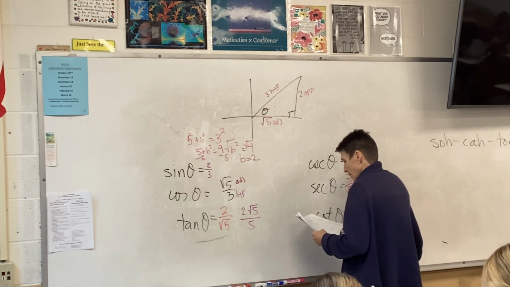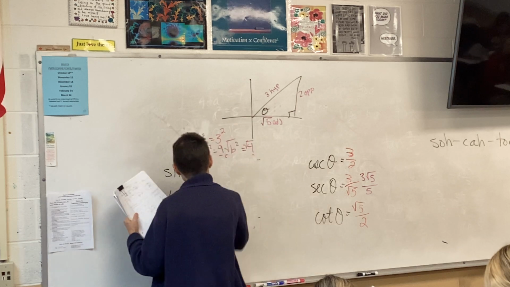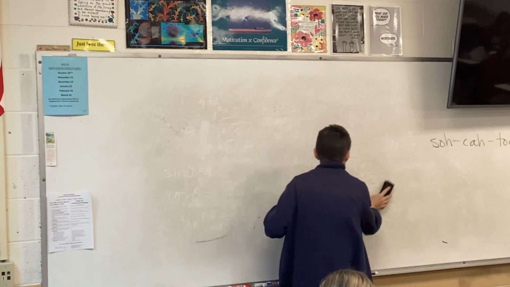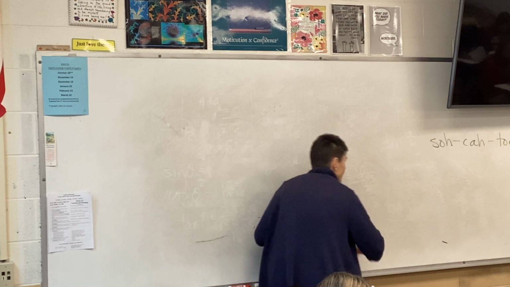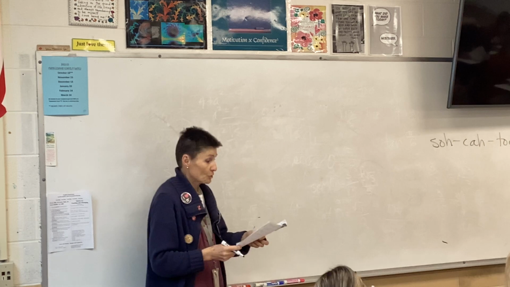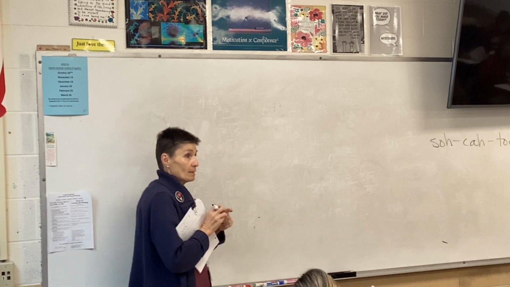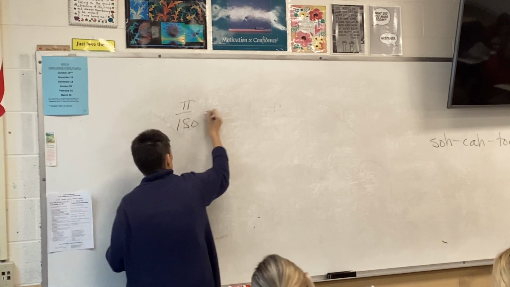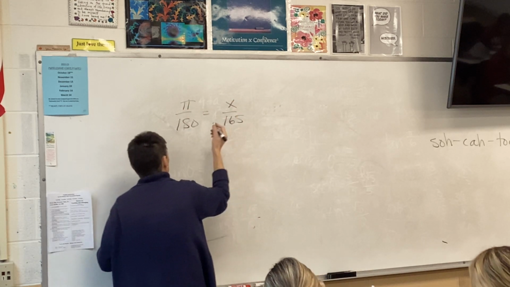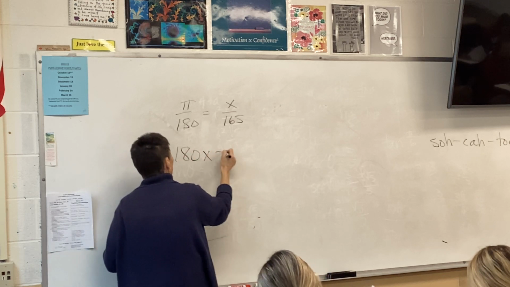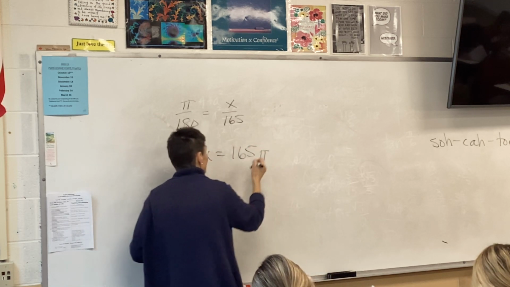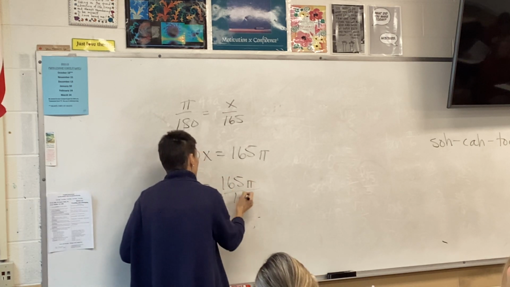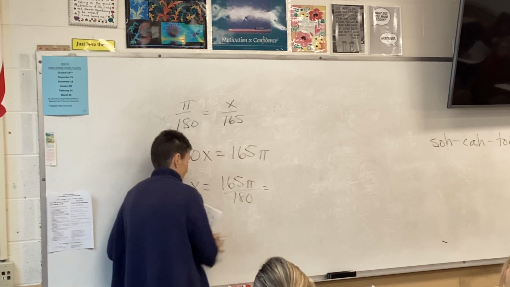All right, number one, change 165 degrees into radians. Look at your notes. Who remembers how to do that? Pi over 180 equals x over 165. Perfect. Then we'll cross multiply, we'll divide, and we will reduce.